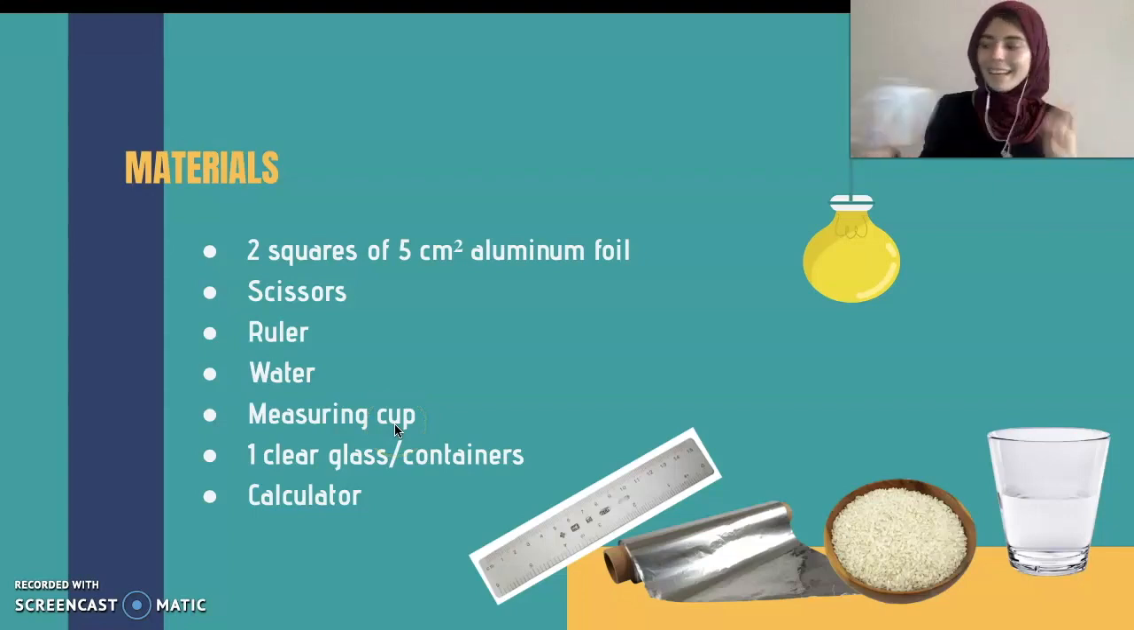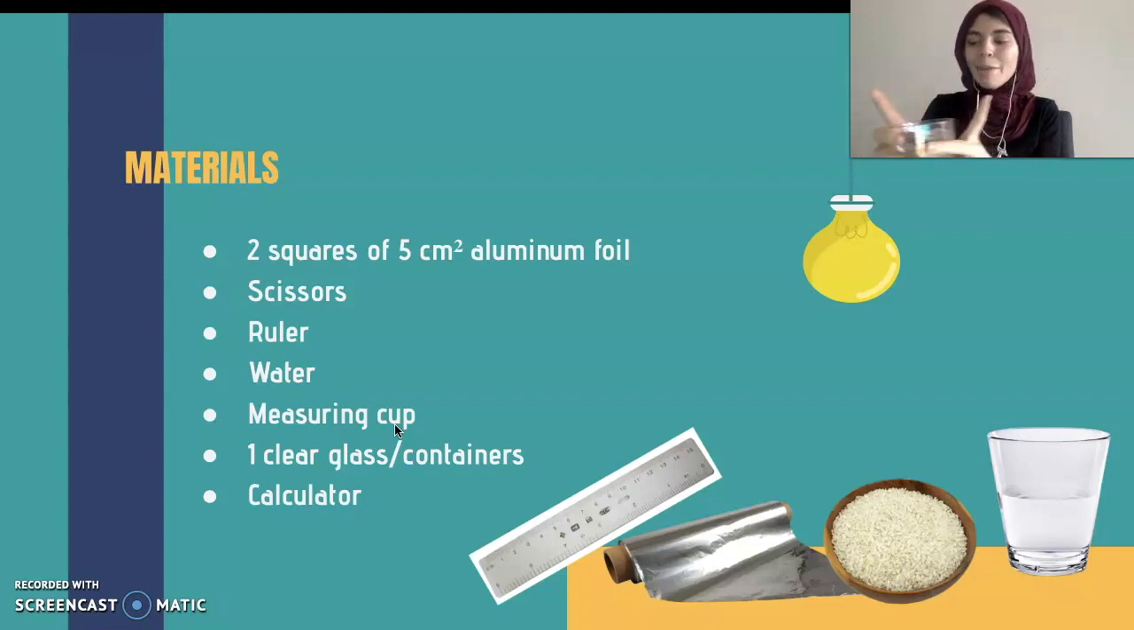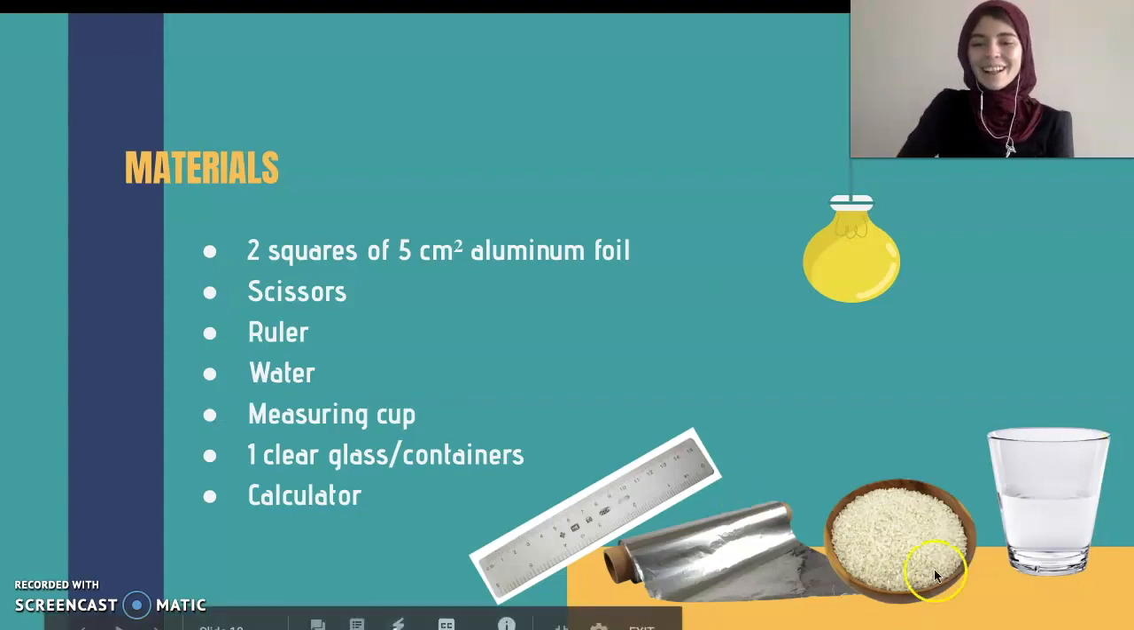You're going to need a little bit of water, maybe a measuring cup in order to pour this water. Maybe I would suggest like 1-2 cups of water. It doesn't have to be that much. And lastly, 1 clear glass or container, which we'll put our water in. This will be our mini ocean. And maybe a calculator for a little bit of fun math that we're going to do later on. Okay, so all of our materials, and we should be good to go.